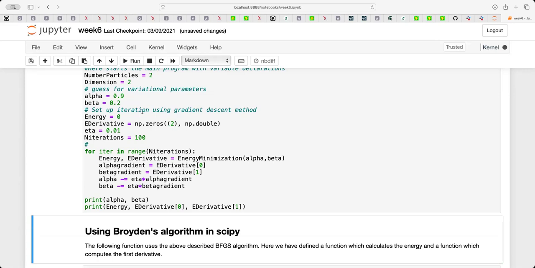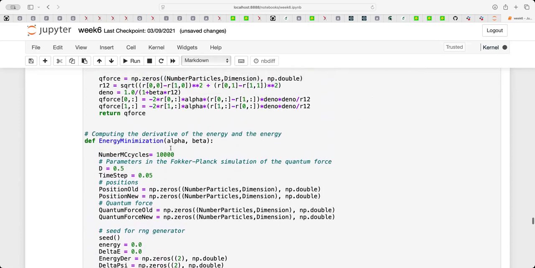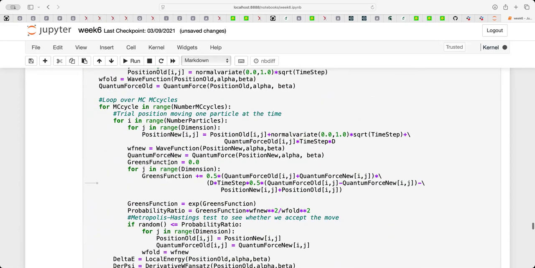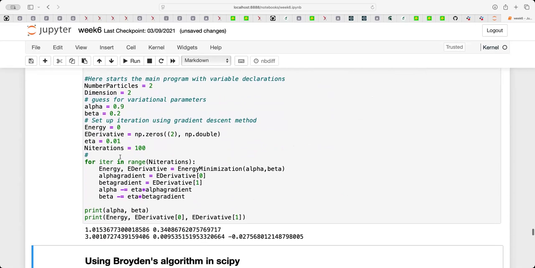Also, note that the evaluation of the integrals, which are all 4-dimensional integrals, because I have 2 particles in 2 dimensions. So the integrals are 4-dimensional. And I'm just making the evaluation with 10,000 points. You will also see that I'm starting my calculation close to the minima. So the minimum is roughly around 1 for alpha and 0.3 for beta. So if I were to start at a different point, it would take me much more time to get there.